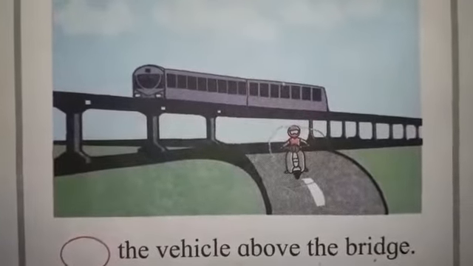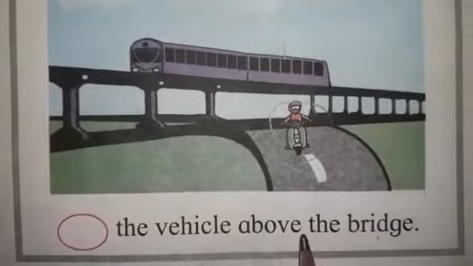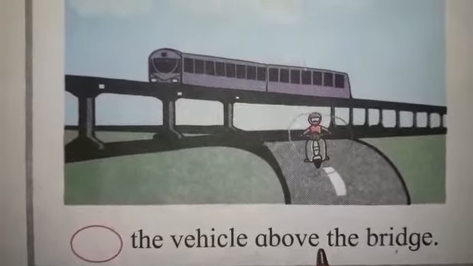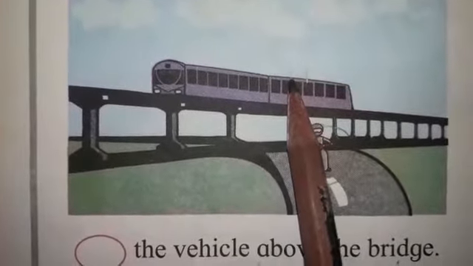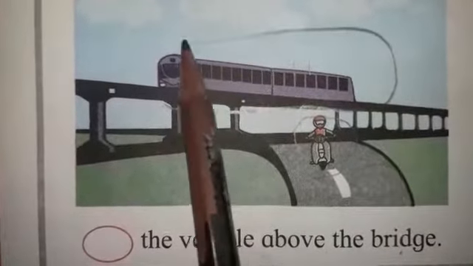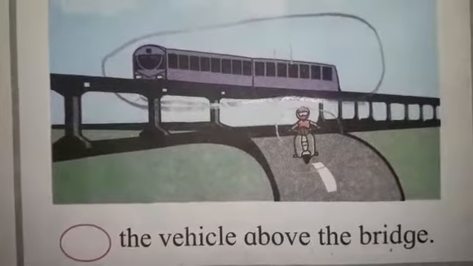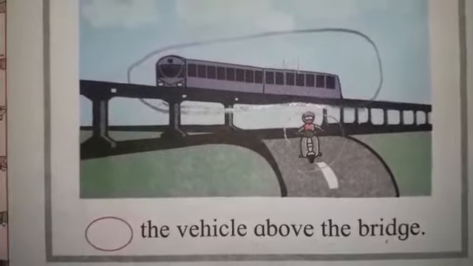But what they said, we have to circle the vehicle above. Above means ऊपर की तरफ. ऊपर की तरफ कौन सा vehicle है? Yes, it is train. So we are going to circle it. You have to circle the vehicle which is above the bridge.